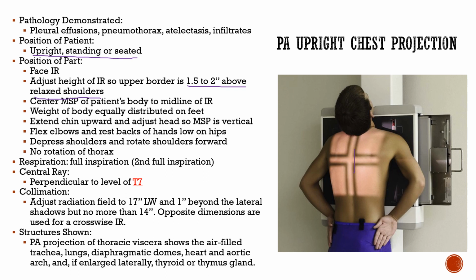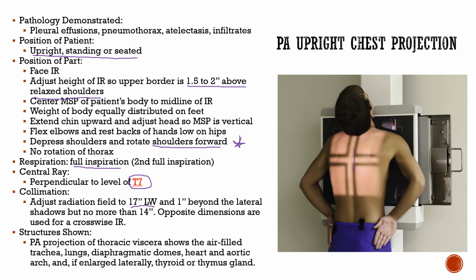Depress the shoulders and rotate the shoulders forward, and that's going to remove the scapula from the lung fields. That's very important, to get the scapula out of the lung fields. We want to perform this on full inspiration. We want to be at the level of T7, which is the inferior border of the scapula. We want to have our image open to 17 inches lengthwise and 1 inch beyond the lateral shadows, but no more than 14 inches. Now, however, you may have a patient that you have to do in landscape mode too.